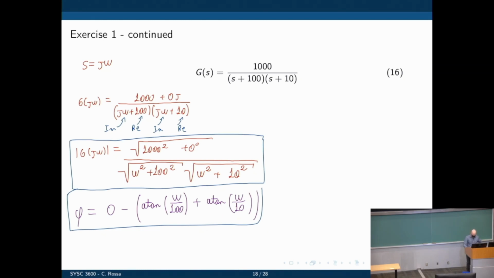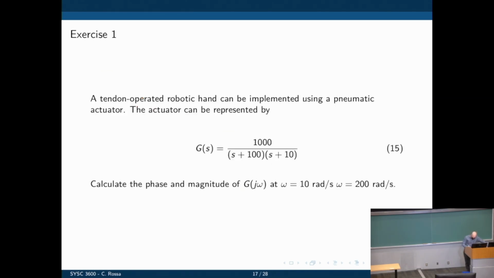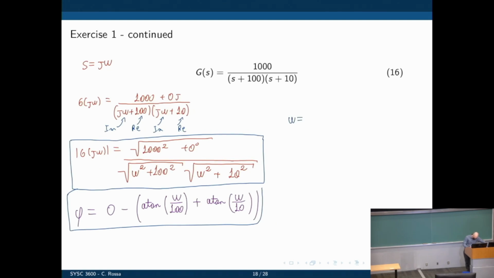We are asked to determine this at omega equals 210, right? So if omega equals 10, we can simply replace omega in here. That's the square root of 1000 divided by the square root of 10 squared plus 100 squared, times the square root of 10 squared plus 10 squared.